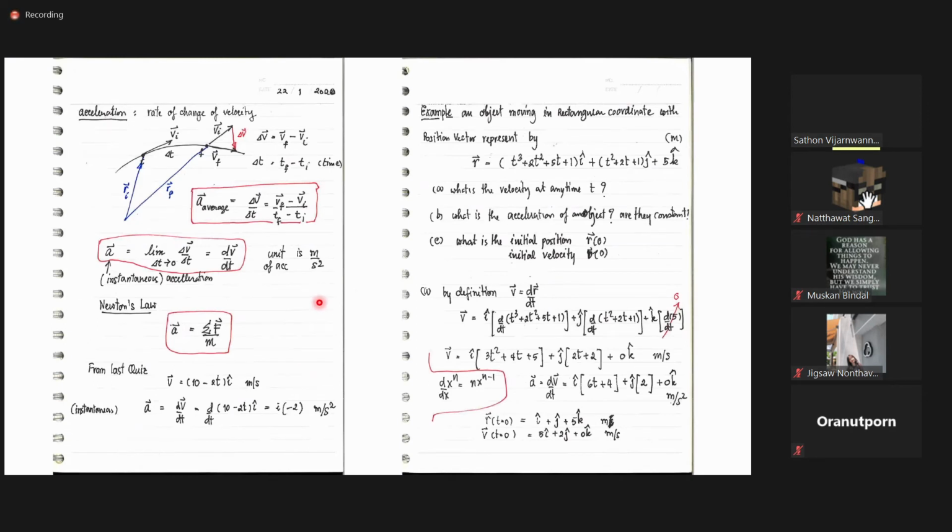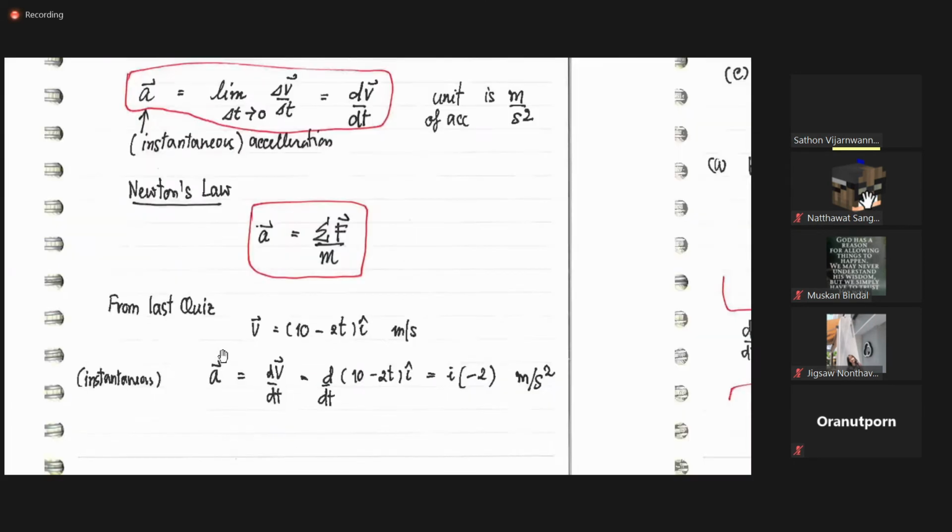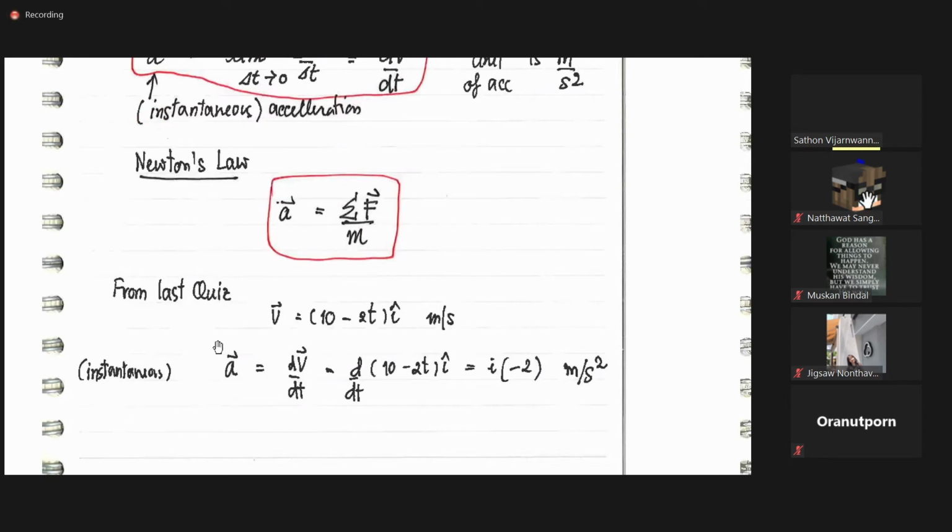Now, normally we can find the acceleration by using Newton's law. Because Newton's law states that the acceleration of an object is proportional to the net force acting on the object and inversely proportional to the mass. So by using Newton's law, we can find the acceleration of an object.